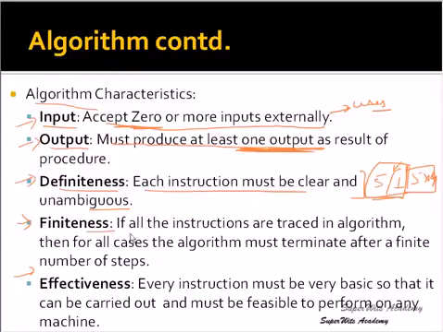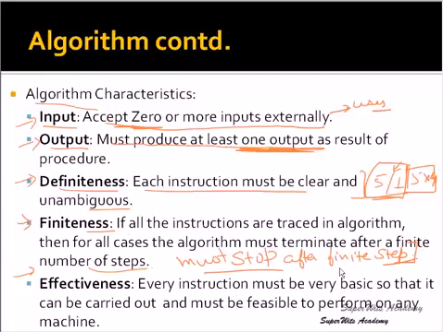Finiteness. As per finiteness, if all the instructions are traced in the algorithm, then for all cases the algorithm must terminate after a finite number of steps. So it must stop after finite steps. If it doesn't stop, that means there is no use and no output will be produced. So if there is no finiteness, this program or this algorithm is of no use to us.